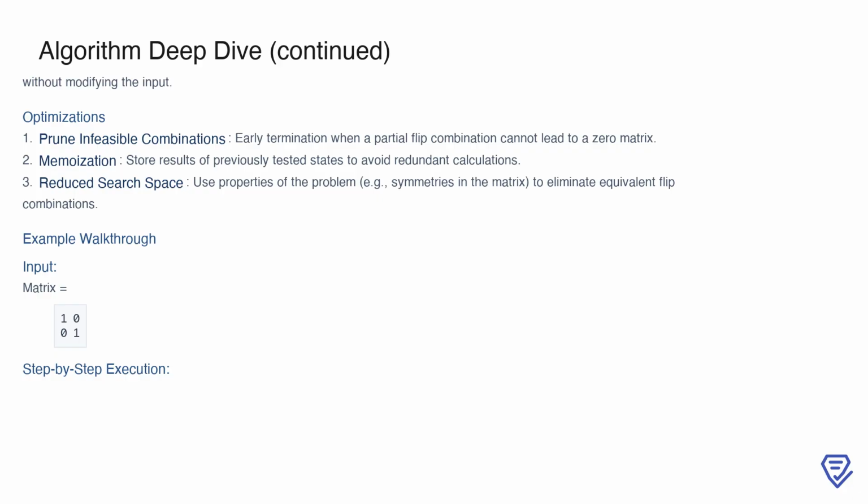Additionally, we can reduce the search space by leveraging problem-specific properties, such as symmetries in the matrix, to eliminate equivalent flip combinations that would produce the same result. These optimizations help mitigate the exponential growth of the brute force approach, making the solution more practical for larger matrices. To illustrate these concepts, let's walk through an example.